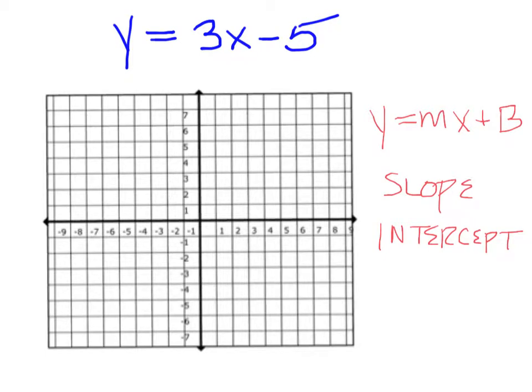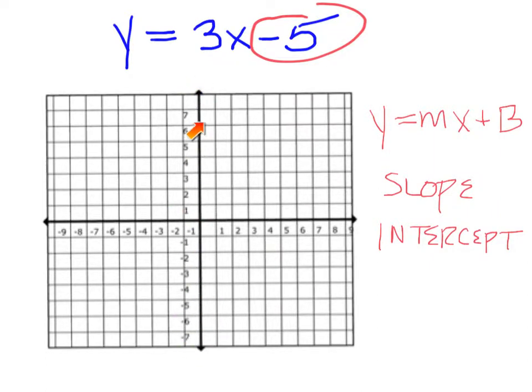We're going to graph y equals 3x minus 5. And to do that, you use this first. We must look at the last number, which is minus 5. That is the y-intercept. That's where it's going to cross this axis.